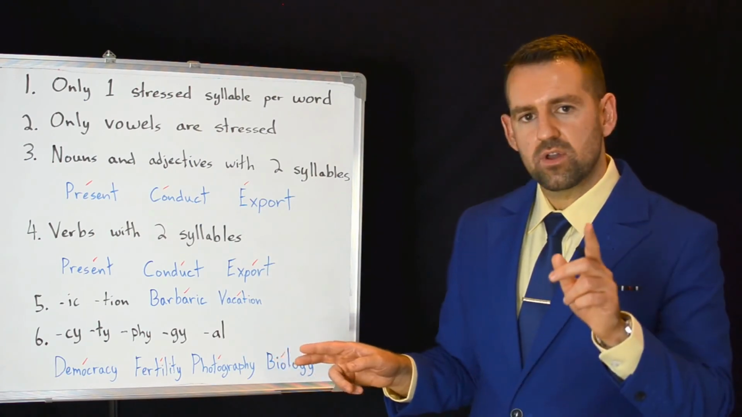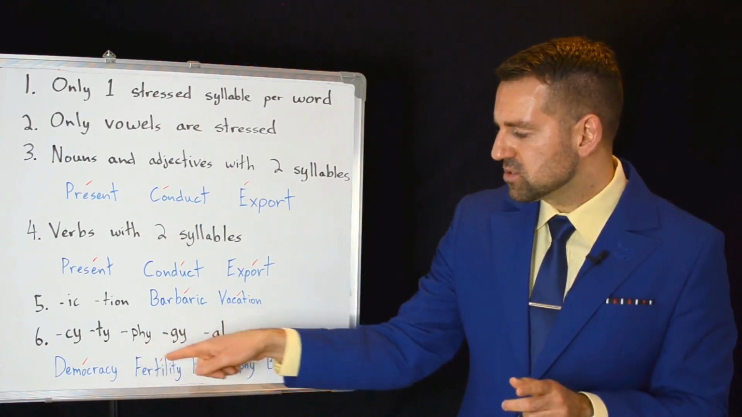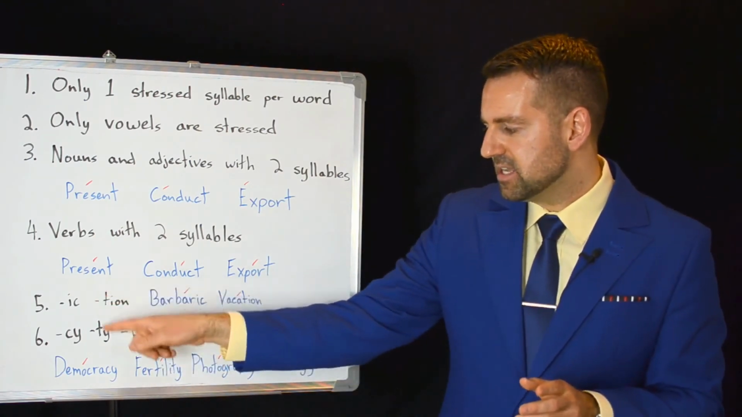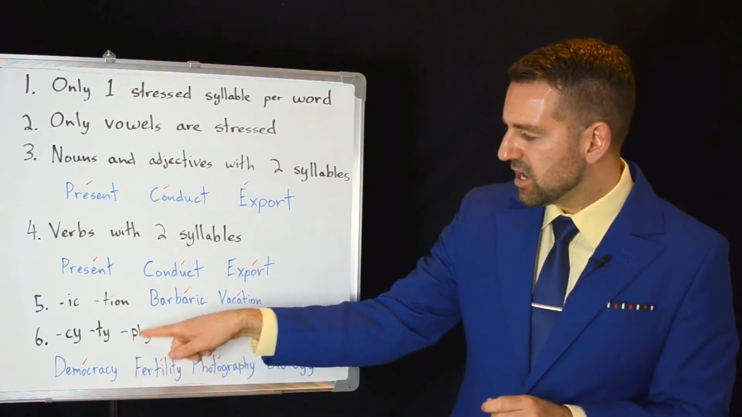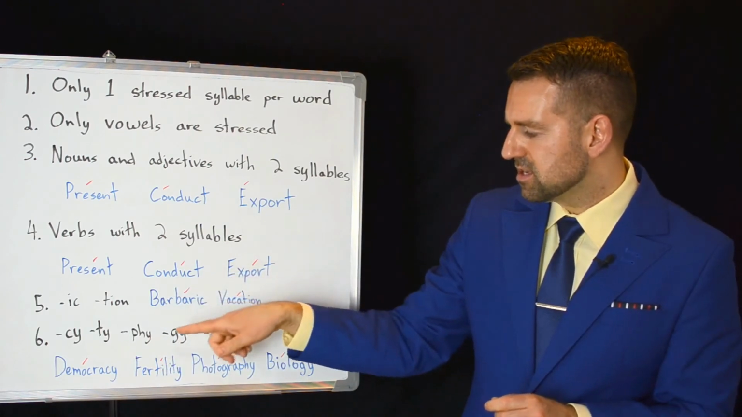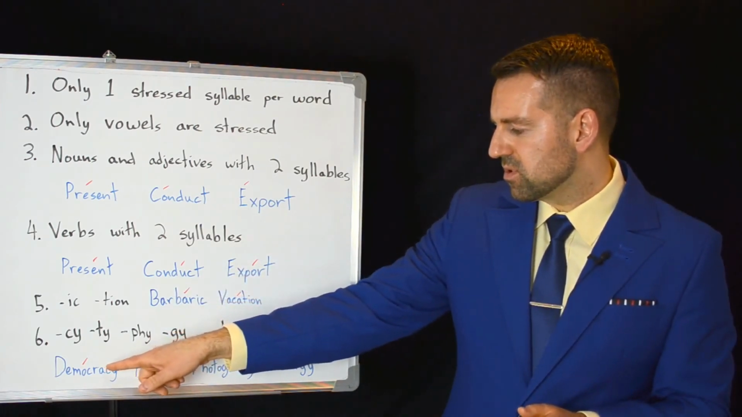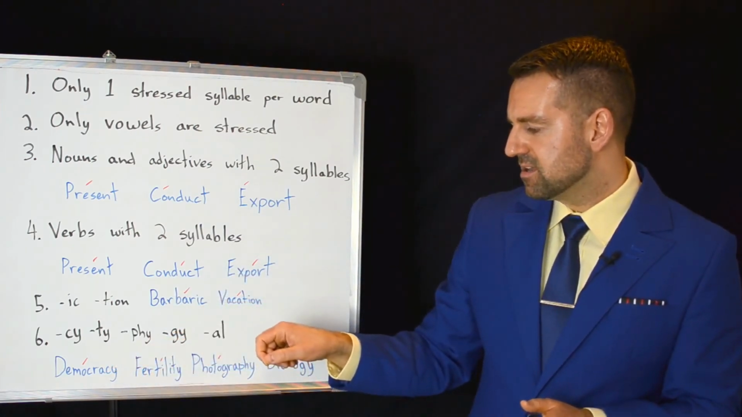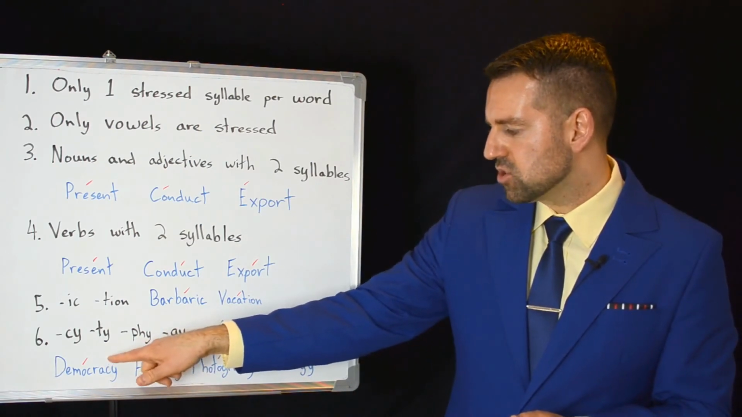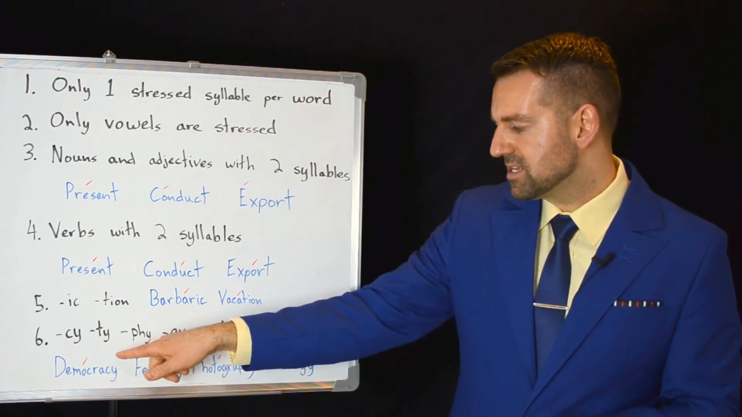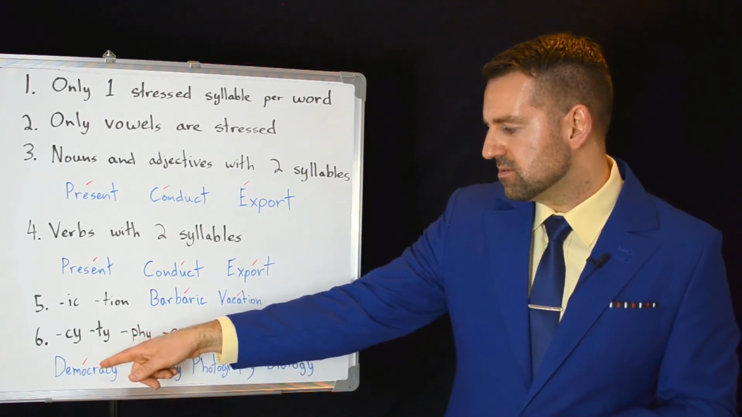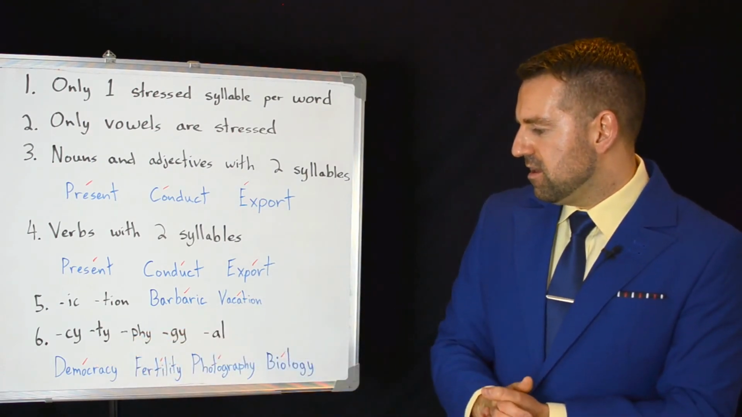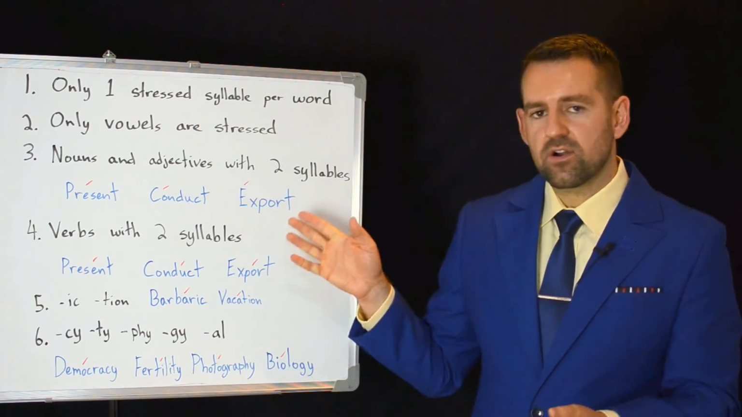All right, now if we change these words to have IC endings, then it would change to this. Okay, for example, the word democratic. If I say democratic, the stress is over the A, democratic. But if it's democracy, then the stress is over the O, democracy. Okay, so there are some tips.